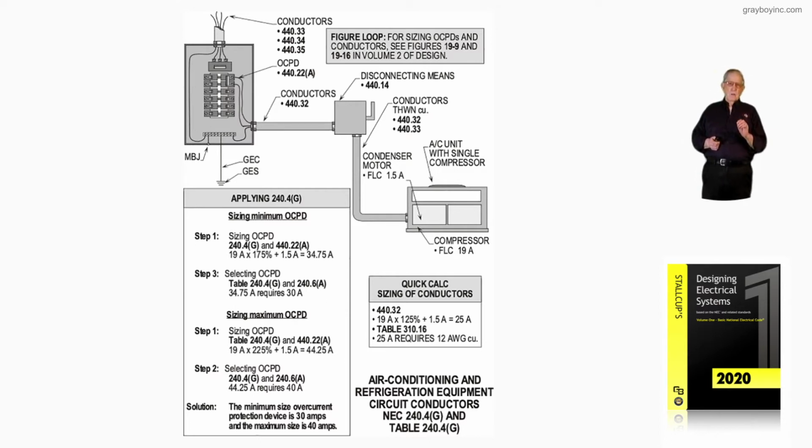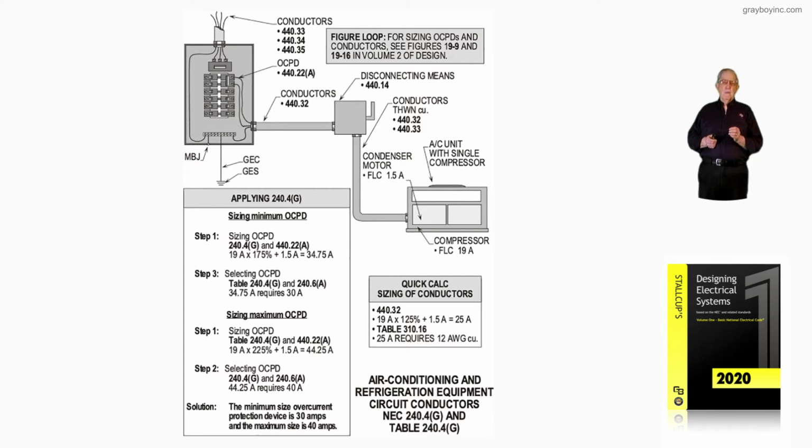And the conductors, naturally, to an air conditioner are covered in 440.32 and 440.33. The disconnect can be found in 440.14. The sizing of the conductors now routed through the disconnect to the air conditioner is 440.32. The overcurrent device now is sized in 440.22(A). Now those are the main items that we want to review in this illustration.